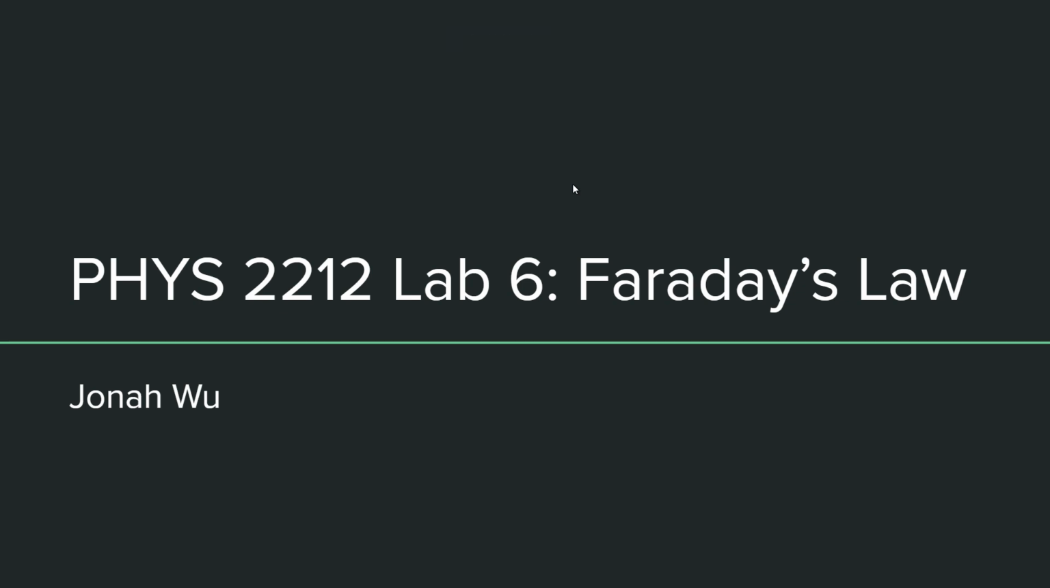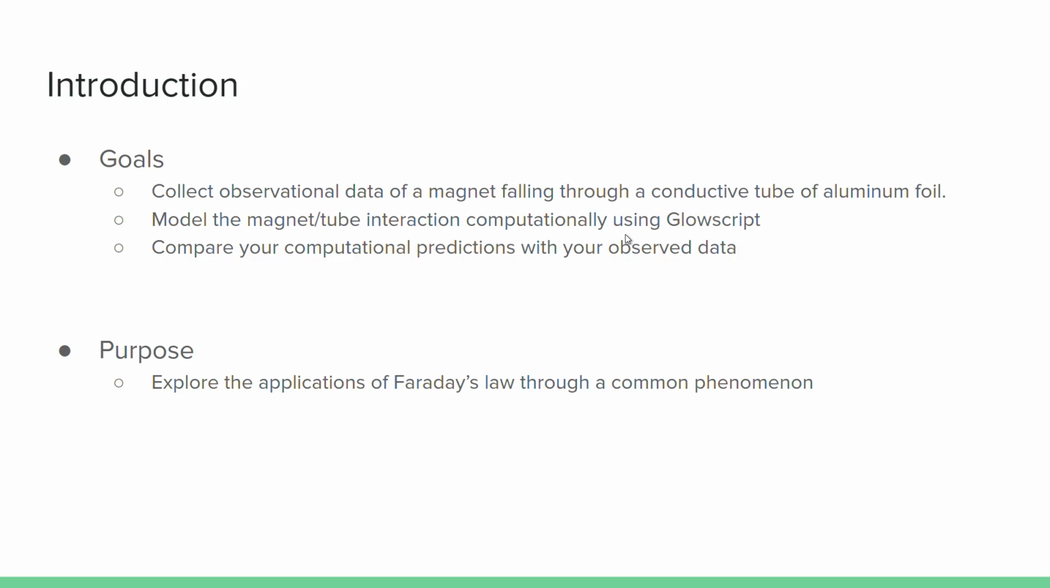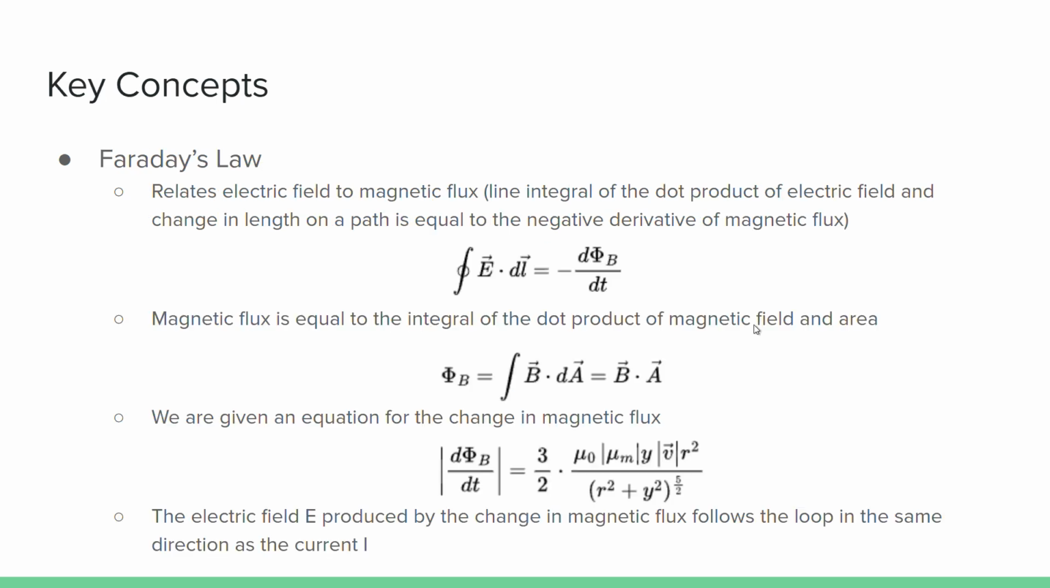Physics 2212, Lab 6, Faraday's Law. The goal of this lab was to collect observational data of a magnet falling through a conductive tube of aluminum foil, model the magnet-tube interaction computationally using GlowScript, and compare our computational predictions to our observed data. The purpose of this lab was to explore the applications of Faraday's Law through a common phenomenon.